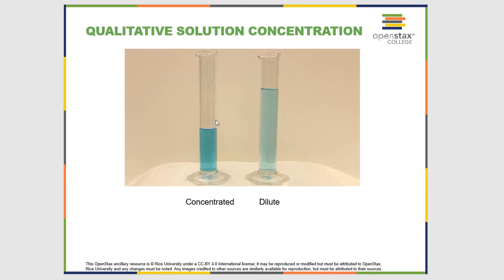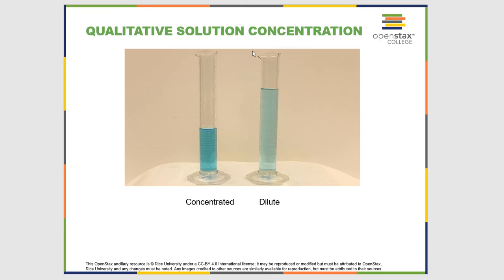Some qualitative terms we can use for solutions are concentrated and dilute. And if you look here, a person has a more concentrated sample of probably blue food coloring, and then they add water, and the concentration gets more dilute. So if you want to dilute a concentrated solution, you can simply add more solvent. So here, blue food coloring is the solute, water is the solvent. And if you want to make it more dilute, you add more water, more of the solvent. So adding solvent dilutes things.